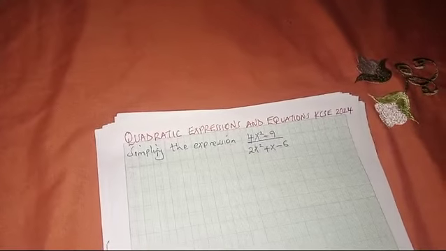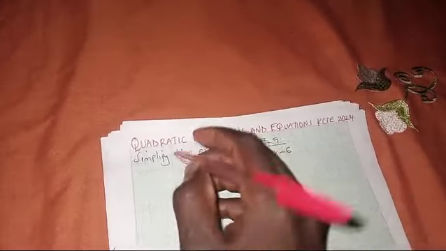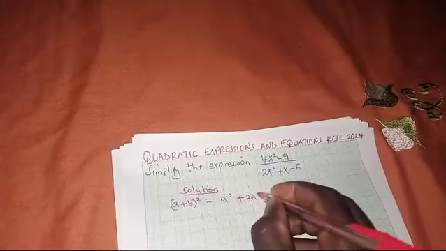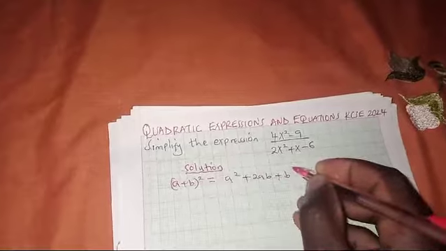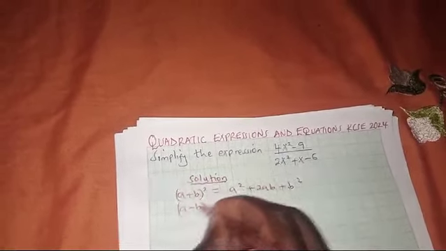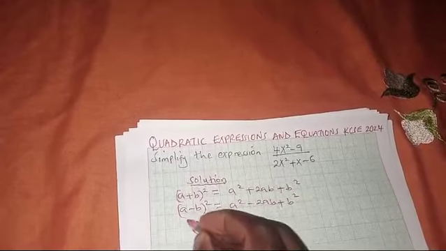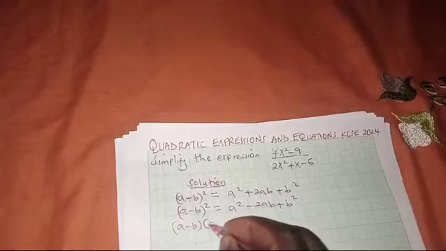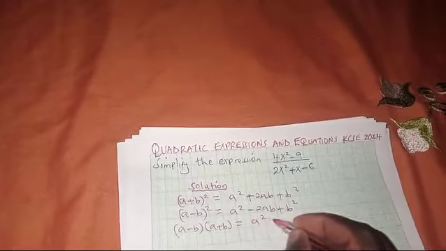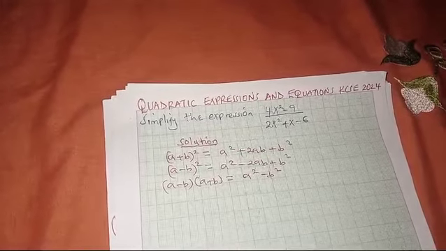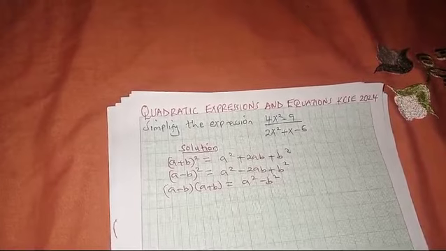But before we start analyzing the question, I would like us to have this information under the solution part. We have (a plus b) squared, which is the same as a squared plus 2ab plus b squared. The next one is (a minus b) squared, which is a squared minus 2ab plus b squared. The last one, (a minus b) multiplied by (a plus b), gives you a squared minus b squared, a difference of two squares. So we are going to observe these three concepts in order for us to work out this equation.